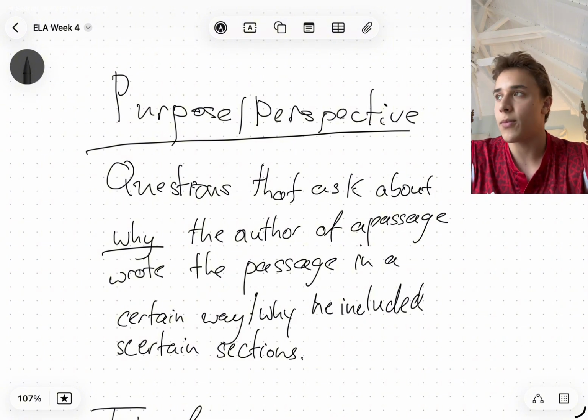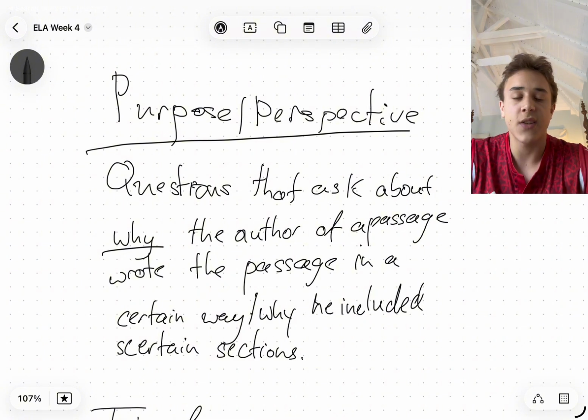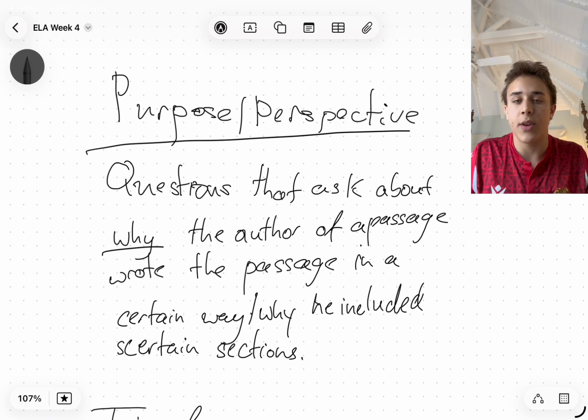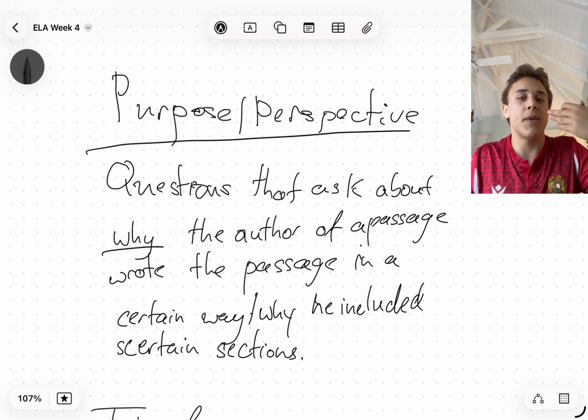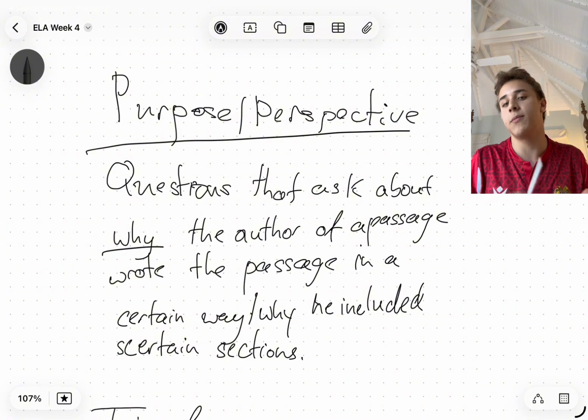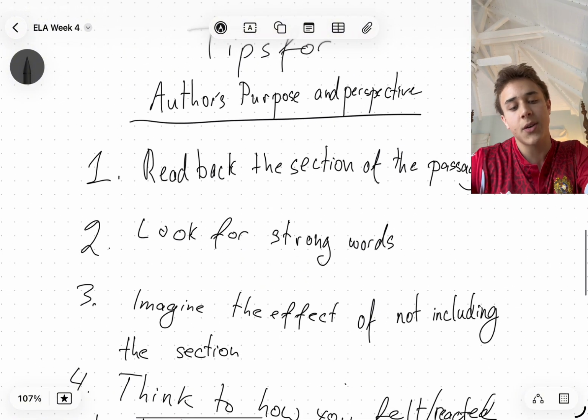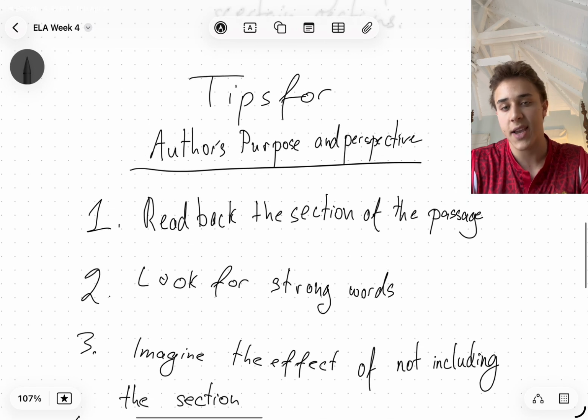So for example, you might be given the context of an event that happens later, and then the purpose of that would be to give you context to make sure you're not confused when you're reading about some later event in the passage. So as usual, we're going to start with some tips on how to answer questions like this.